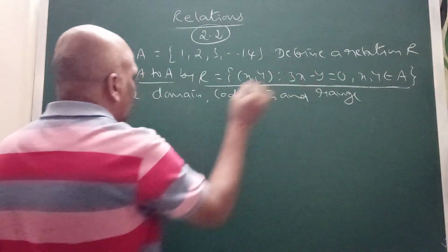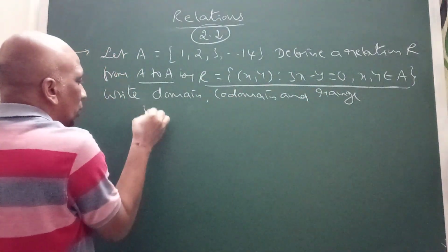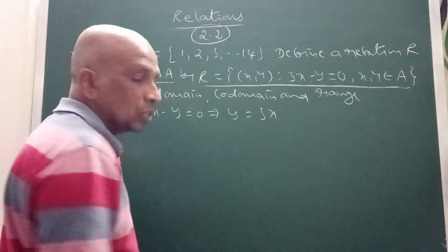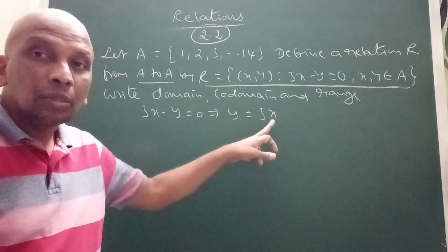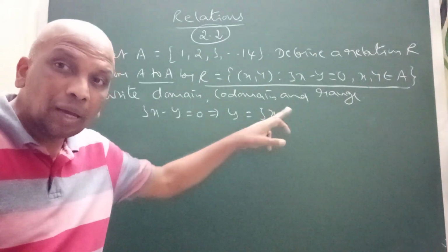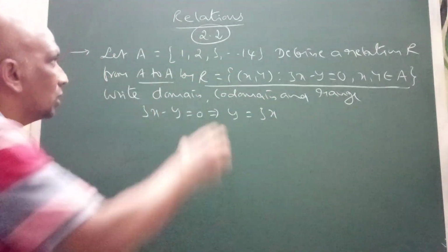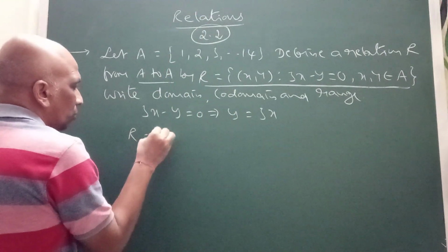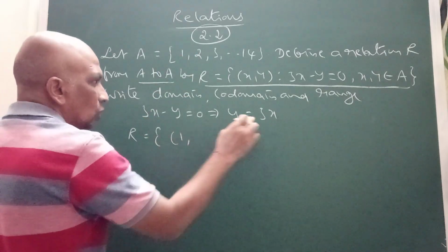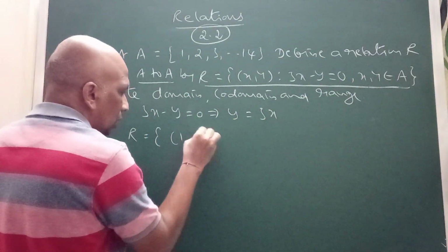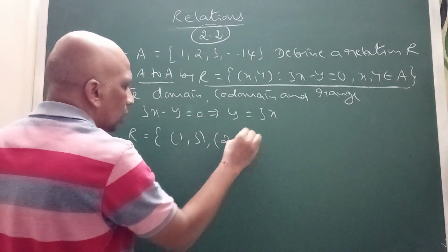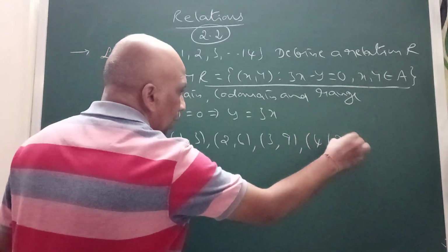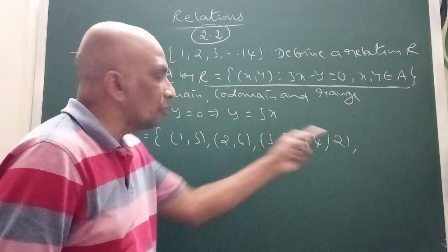From 3x minus y equal to 0, I can write y is equal to 3x. So the second element should be 3 times the first element. Now I can write the relation R. Take the first element 1, then 3 times 1 is 3. Take 2, it is 6. Take 3, it is 9. Take 4, it is 12. Take 5, it is 15.